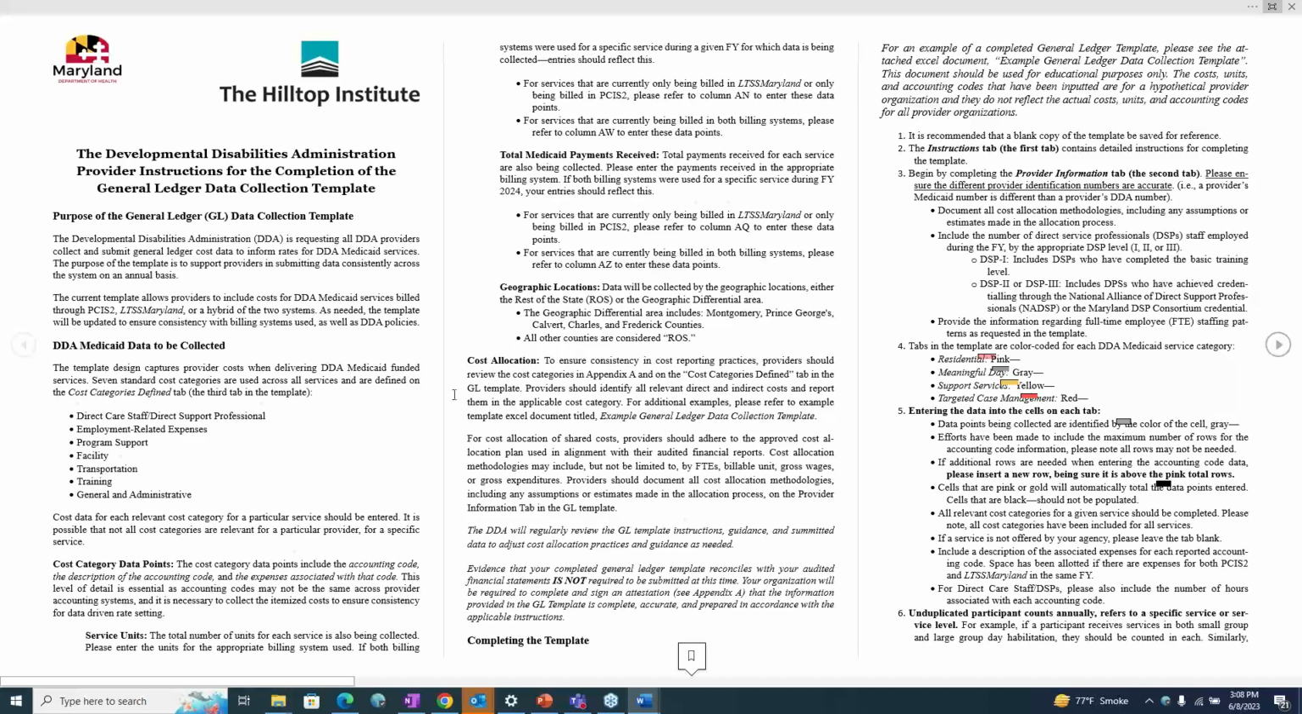So we are asking that all direct and indirect costs be included, and then for any type of shared cost, that the methodology that you're using, whether that be breaking it out by FTEs or billable units, wages or gross expenditures, that methodology be entered into the provider tab, which is the 2nd tab, so that we have an idea of what types of cost allocation and methodological ways that you're computing those.